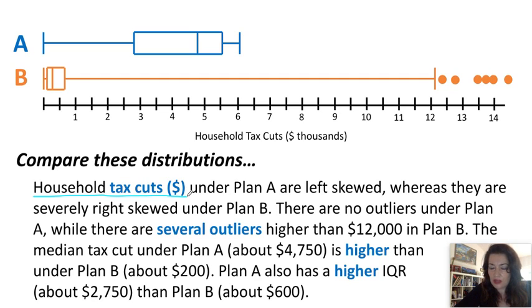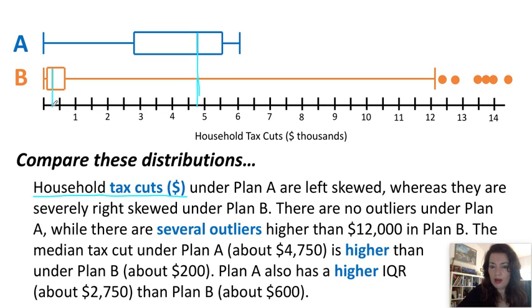So household tax cuts under Plan A are left skewed, whereas they are severely right skewed under Plan B. There are no outliers under Plan A, while there are several outliers higher than $12,000 in Plan B. So you can see right here they're higher than $12,000, and so you want to say where those are. The median tax cut under Plan A is about $4,750. So again, if I drew a vertical line from my median, you could see that it is about $4,750. And if I drew the median for box plot B, it would be somewhere here, which is about $200.